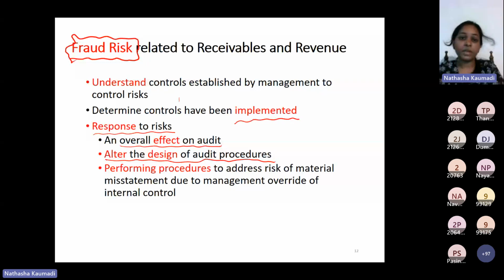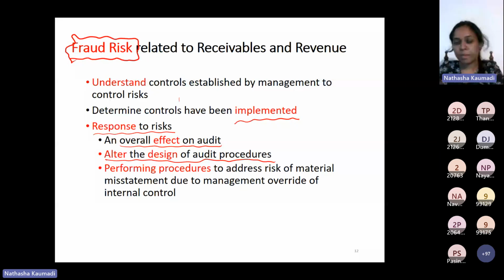You will have to recalculate, you will have to reperform, you have to call confirmations from the debtors. Previously, since the risk was not very high, you decided not to call confirmations from debtors, but just to inspect the documents and verify. That was the decision. But now you understand there are fraud risks. There is a high chance of having frauds in the company with regards to receivables and revenue. In that case, you will have to call confirmations from the debtors as well.